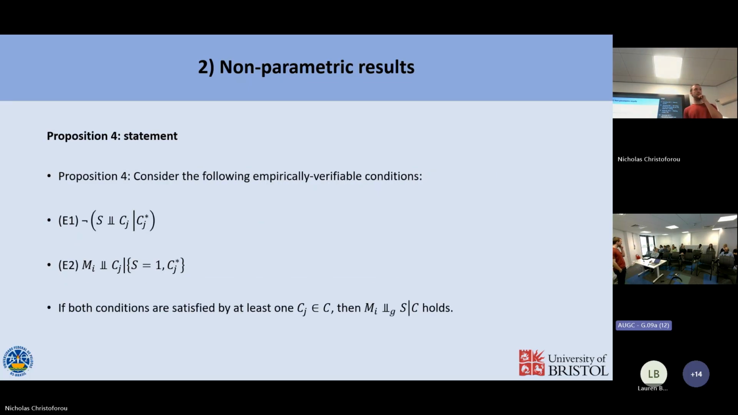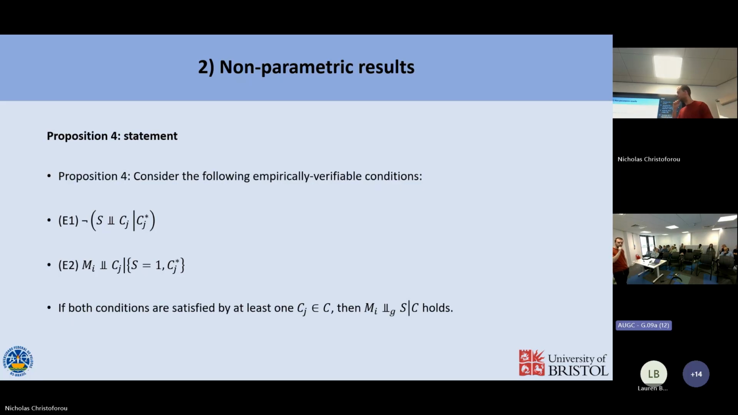And now this is the key result of this seminar. We start with two empirically verifiable conditions. That's why they have the E there, to remind us that they are empirically verifiable. E1 and E2. The first empirically verifiable condition is that S and Cj are dependent conditional on Cj star. That's the exact same condition as in proposition 2.